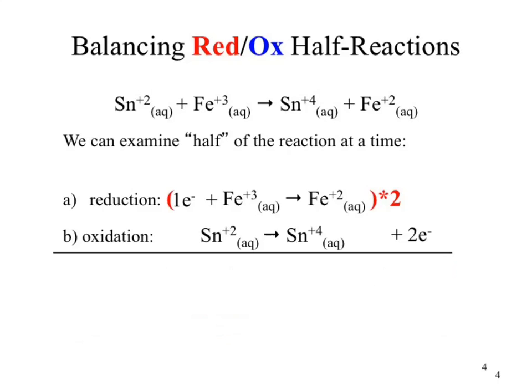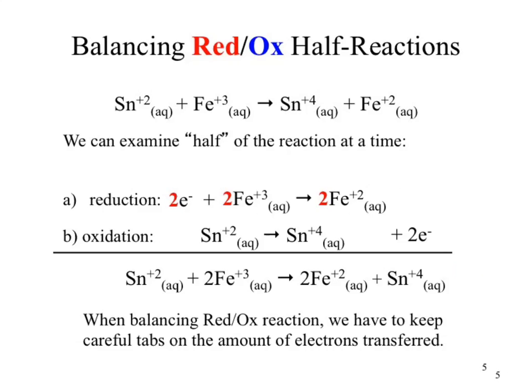So I'm going to need 2 iron plus 3s to react so that I can get all of those electrons consumed, and that way I don't have anything left over. So what I'll do is multiply that entire equation by 2. I'm not going to change just the electron count. I have to distribute that 2 in through the iron atoms as well.